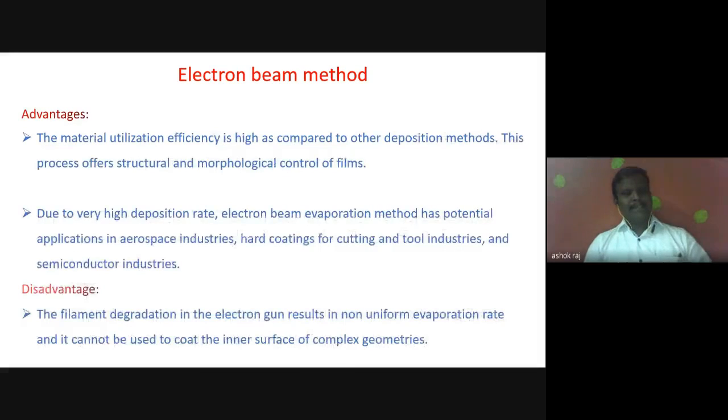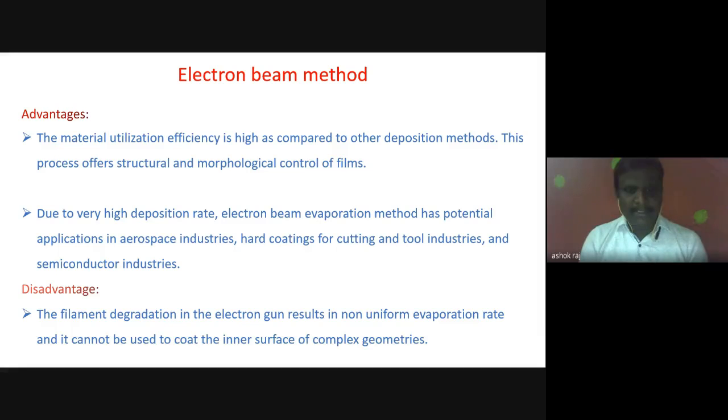The electron beam method has so many advantages, but I listed out only the two important ones. Within this, the first one is the material utilization efficiency is high as compared to other deposition methods. This process offers structural and morphological control of the film.